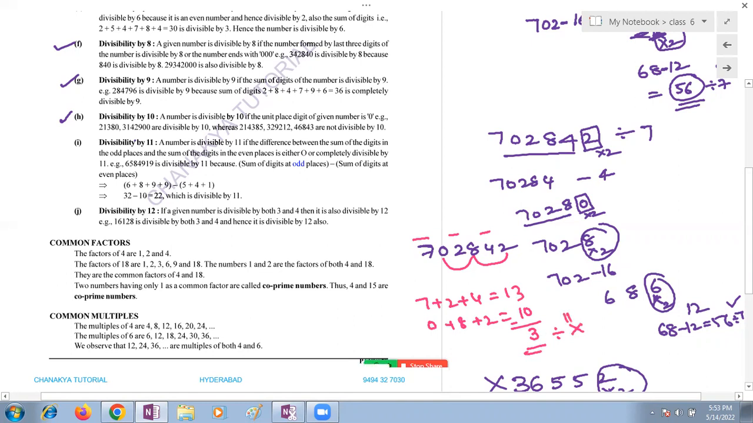Ma'am, the rule in the book is about alternative digits of even and odd places, ma'am. Only remember this simple technique, children. The difference of the sum of alternative digits should be either 0 or a multiple of 11. Then we can say the 11 rule is true. Hope you understood, children.